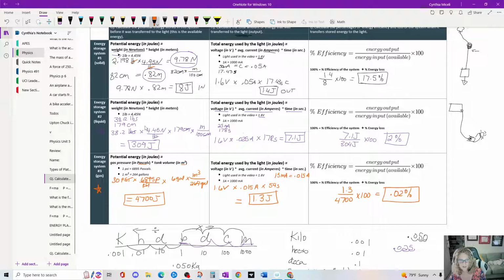So there's trade-offs that are going to happen, and some things have a lot of potential, but they lose a lot of energy in the systems, and there's a lot of room for us to improve our engineering to make it more efficient. And that's kind of what we're going to look at in the next lesson.